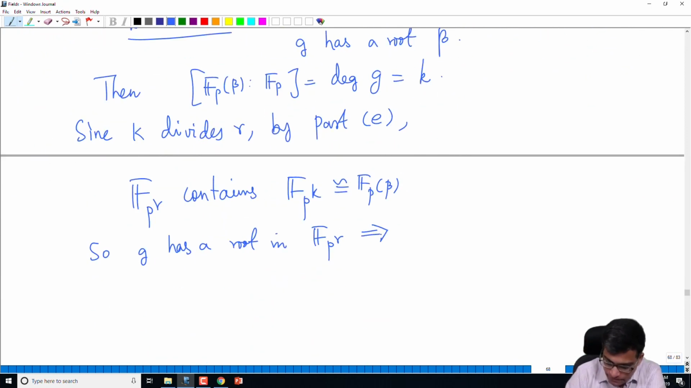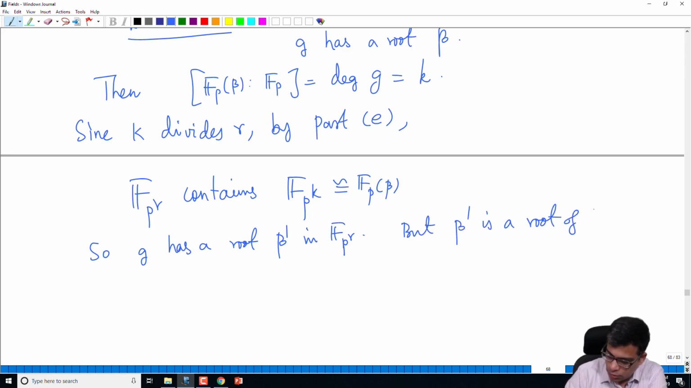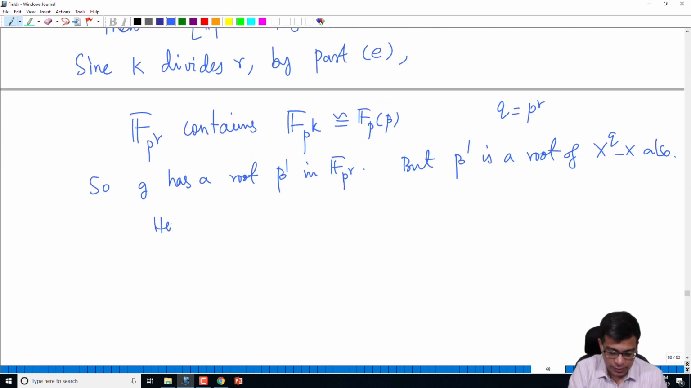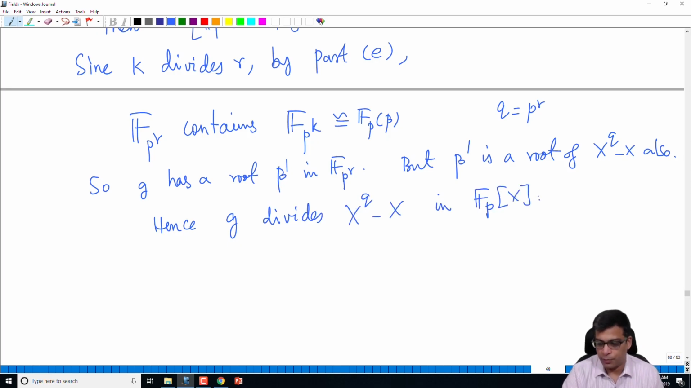But that means, let's say that root is called beta prime in F_p^r. But beta prime is a root of x^q minus x also, because every element of F_p^r is a root of x^q minus x, where q is p^r. So G is the irreducible polynomial of beta prime. x^q minus x is another polynomial that has beta prime as a root. Hence, G divides x^q minus x. Actually in F_p[x] I will say, and this last part I will wave my hands.